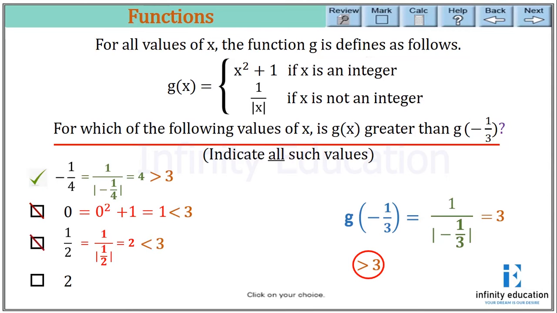The last option is 2, which is an integer. So I must consider the first equation, that is x square plus 1. So if we put x equals 2 in x square plus 1, we are having 2 square plus 1, that is 4 plus 1 is 5, which is more than 3. So we have seen that for this question, more than one option, that is two options, are working. I hope the question is clear. Now let's see one more example.